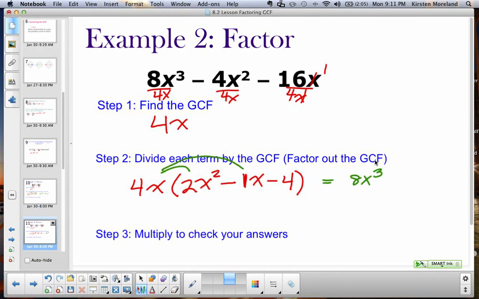4x times negative 1x gives me a negative 4x squared. And 4x times negative 4 gives me negative 16x. That matches my original answer, so I factored correctly.